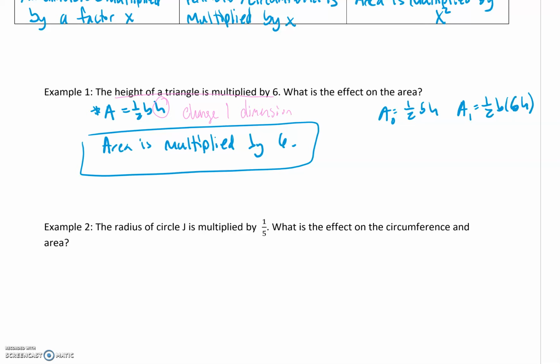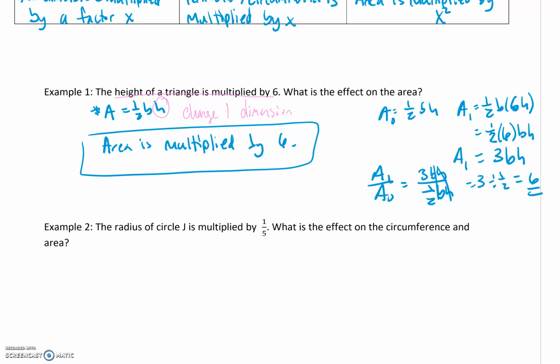So then I can see, okay, let's simplify this. This becomes 1/2 of 6 times base times height. So that's 3BH. So how do I tell what happened to it? I look at the division. So A1 over A0 will tell me what that relationship is. So 3BH over 1/2 BH. The B and the H cancel out. 3 divided by 1/2 equals 6. So we can still see the area is multiplied by 6.